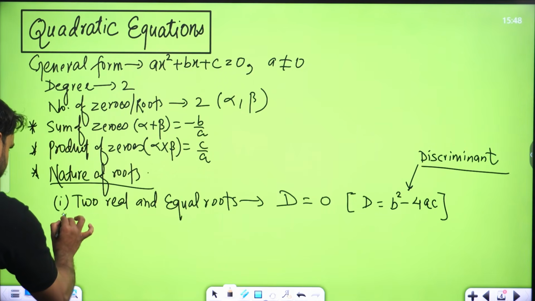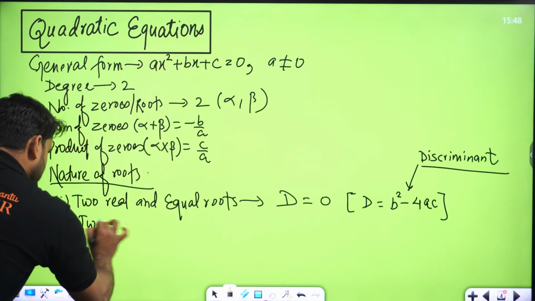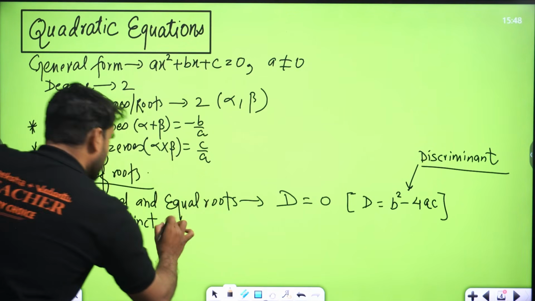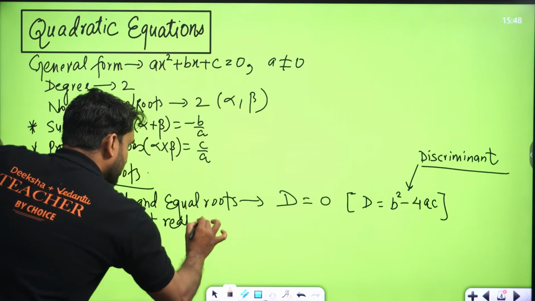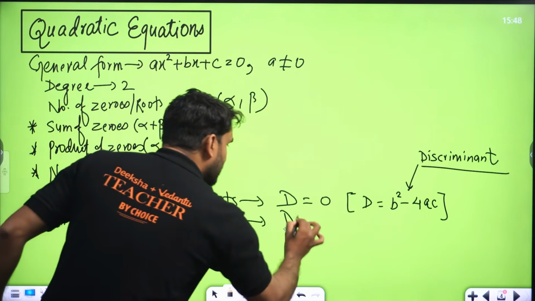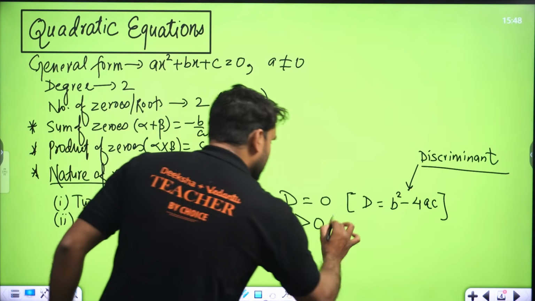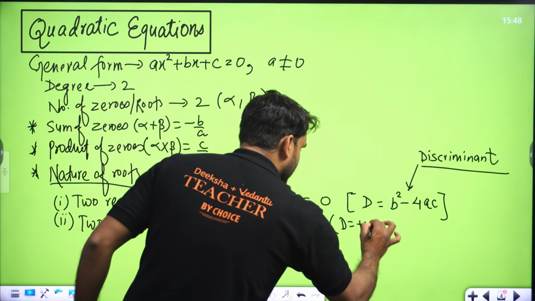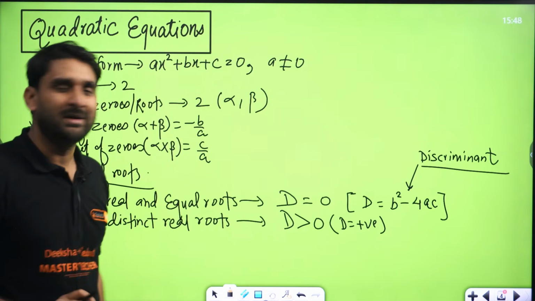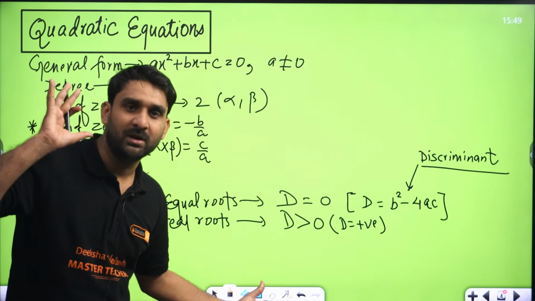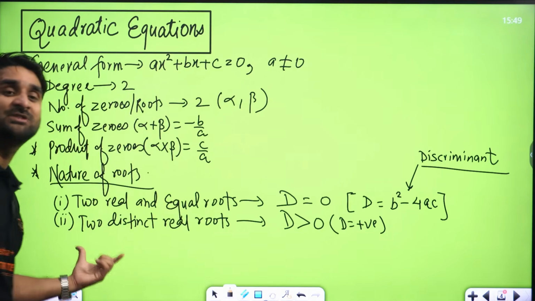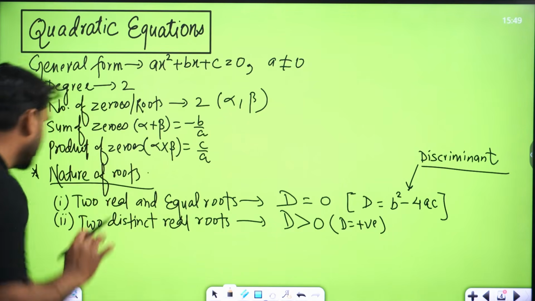The discriminant decides the nature of roots. Okay, second, 2 distinct real roots. Distinct means both alpha and beta will be different. When D is greater than 0, I can say D will be a positive value. If D is positive, meaning plus 3, plus 4, plus 5, any positive number except 0, it means there will be 2 distinct roots, meaning both the roots will be different.